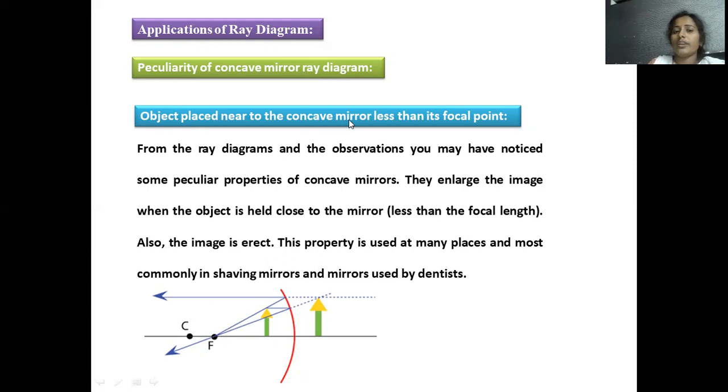Object placed near to the concave mirror, we are applying this condition. Here you can see this is the object, for example. The curvature here is said to be a concave mirror, and the object is very near, placed less than its focal point. The focal point and center of curvature are far away, and this object is very close to the mirror. In this condition, what kind of image are you expecting? So let us see how it will be.